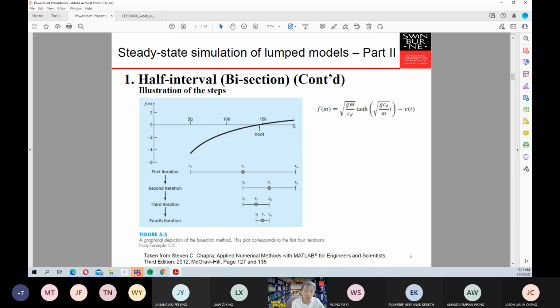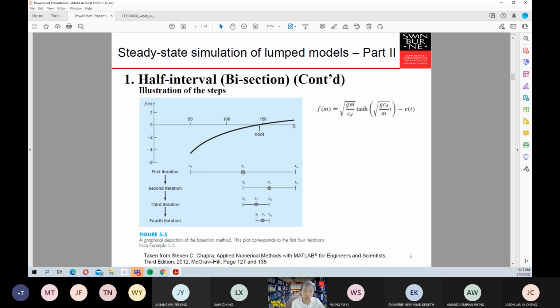Okay, you take in the first one, xl, which you put at 50, which gives you a value of minus 4 point something. The other one is giving you a value of 0 point something. Then you take half. So you start with this, then you take the half of this. Because the value of the function in here is negative, this will replace this one.